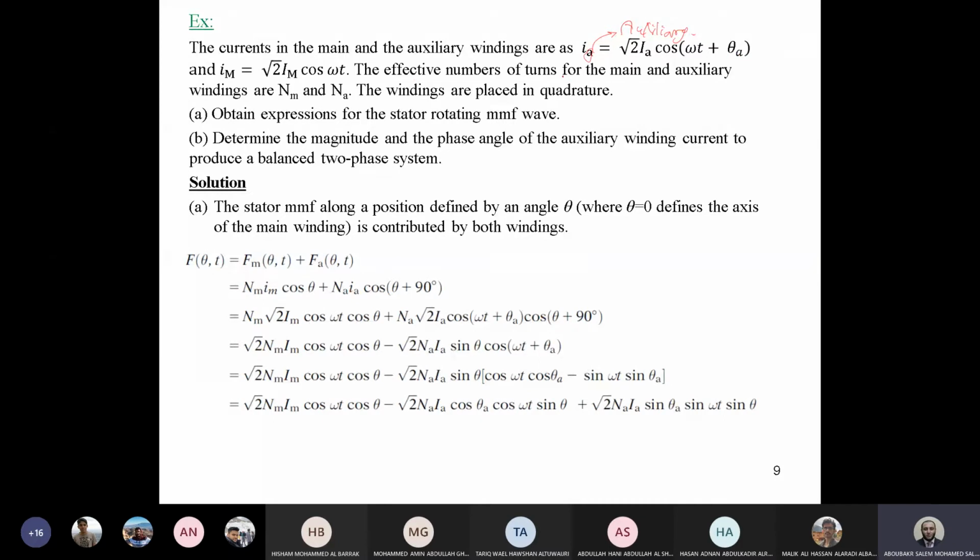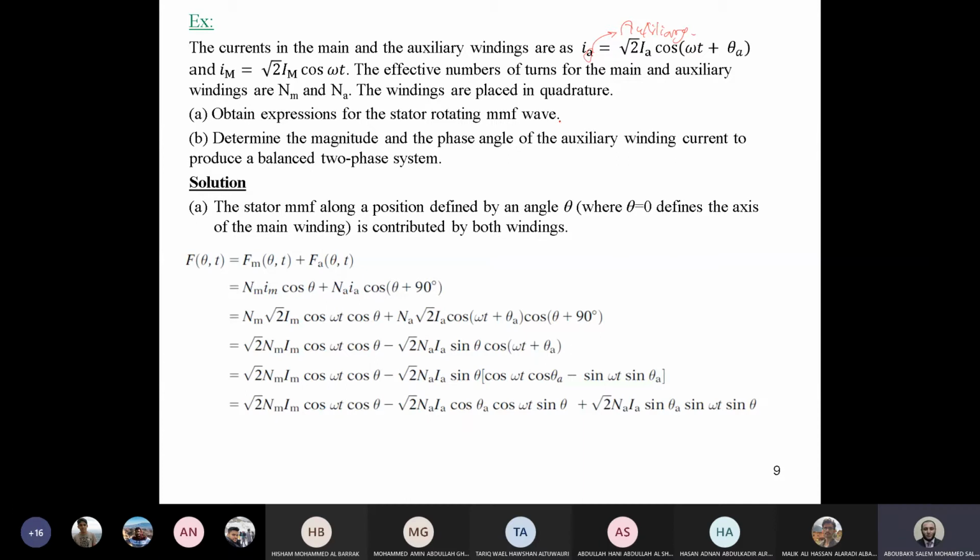The effective numbers of turns for the main and auxiliary windings are Nm and Na. So each coil has its own number of turns, Nm and Na. The windings are placed in quadrature, which means there is a shift in mechanical installation of these windings within the stator by 90 degrees. This is the rule of making the auxiliary winding in a single-phase induction motor. What is needed here? Obtain expressions for the stator rotating MMF waves.